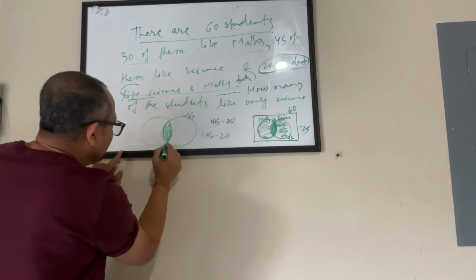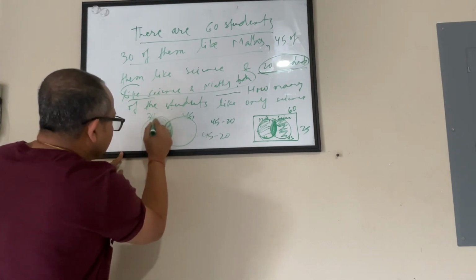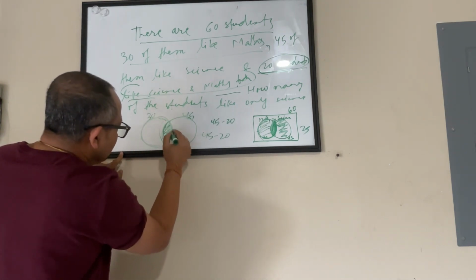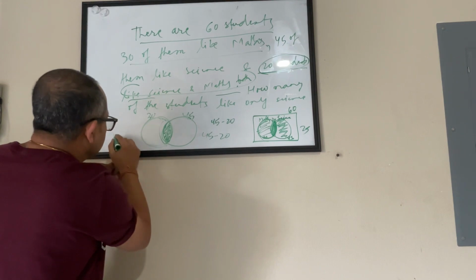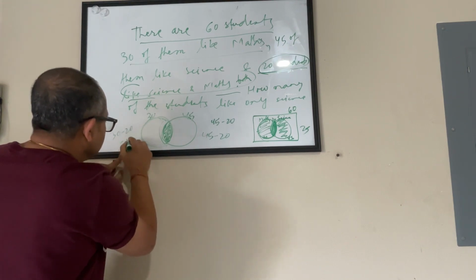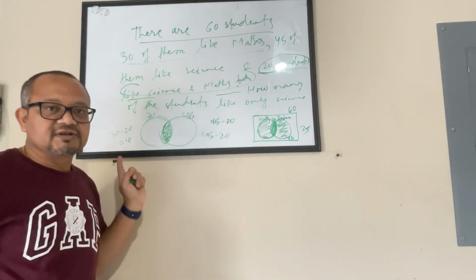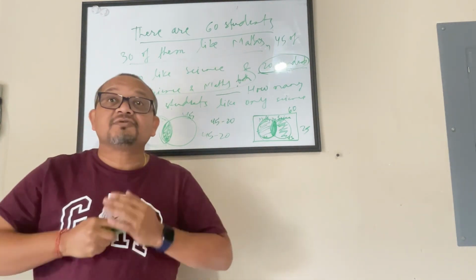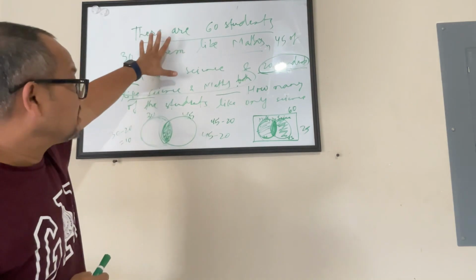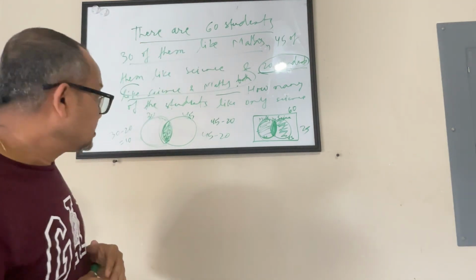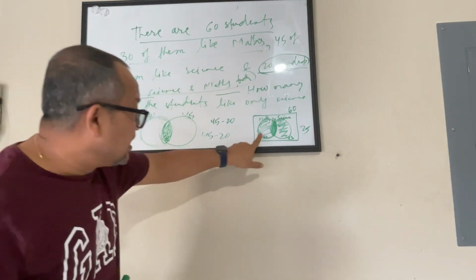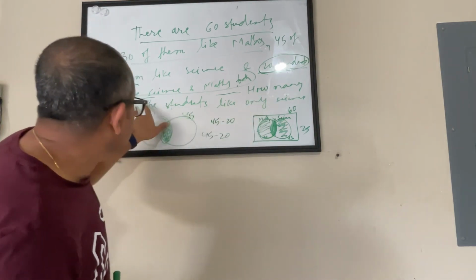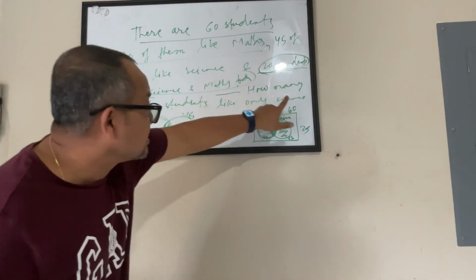If you look at this part, it's only math. Total is 30 for this circle. If you take this piece out, you are left with 30 minus 20, which is 10. Make sense? Yes. So that is what a Venn diagram helps you solve. If you look at this question, wait, so the answer was 10 all along? 10 is for only math. Our question was how many of the students like only science?